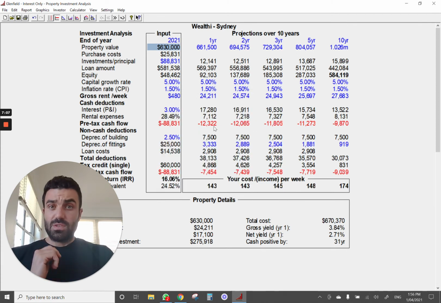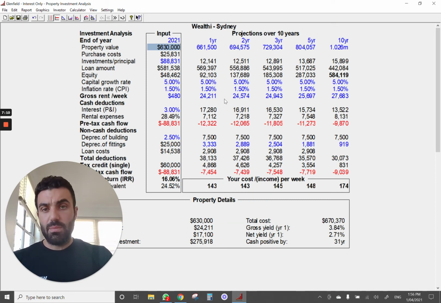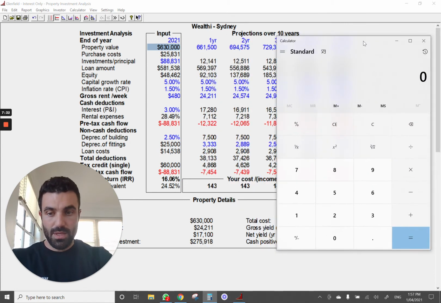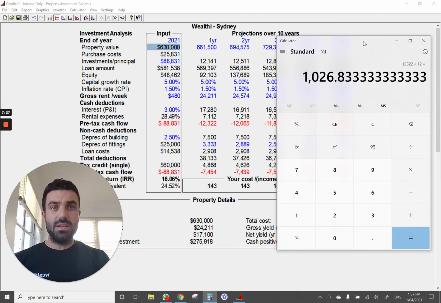So if you've got $24,000 coming in, and then you have to pay $17,000 in interest, $12,000 in principal, $7,000 in rental expenses, your out-of-pocket expense will be $12,322 per year before tax. So let's do that as a monthly figure. 12,322 divided by 12 is $1,026 per month to pay down this loan.